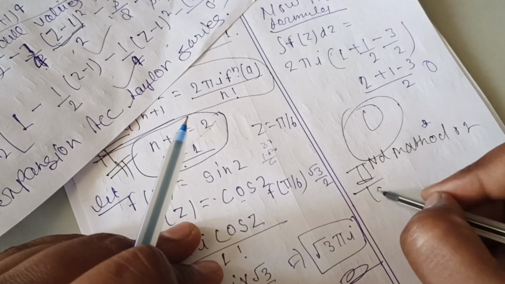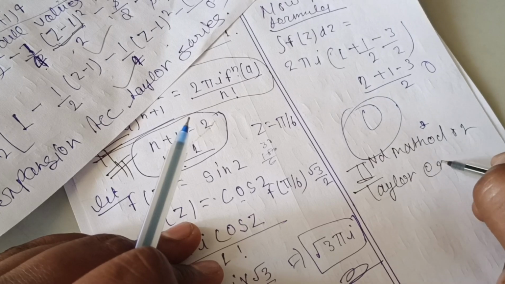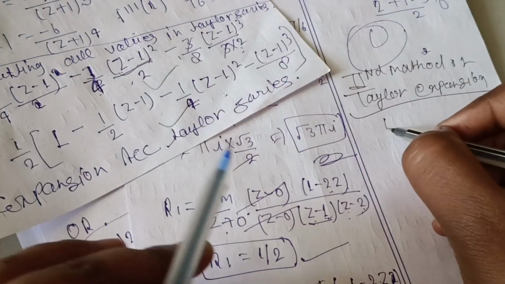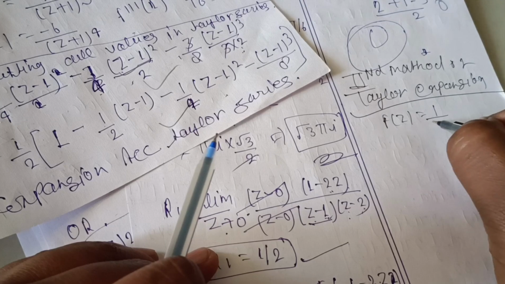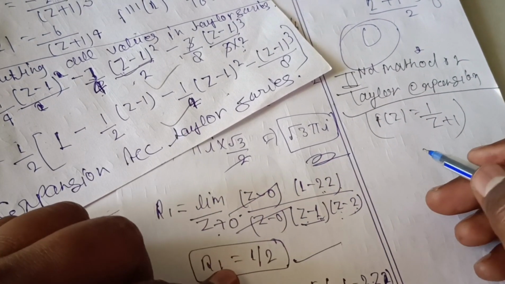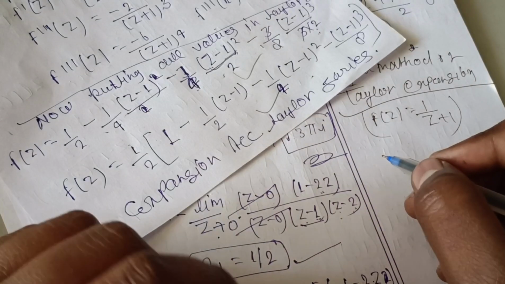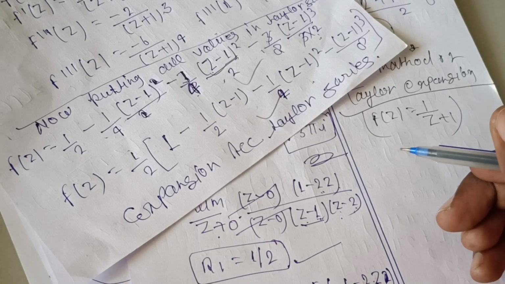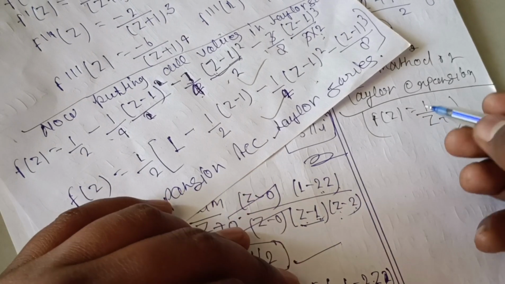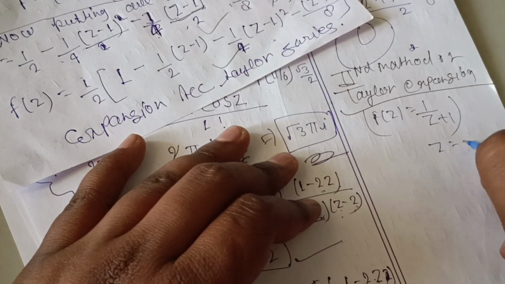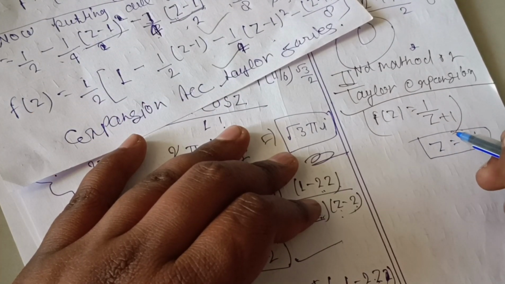of Taylor expansion. So the example will be the same: f of z is equal to 1 upon z plus 1. Okay, the example is the same. So what we do here is, we know that z is equal to minus 1. Z is equal to minus 1.